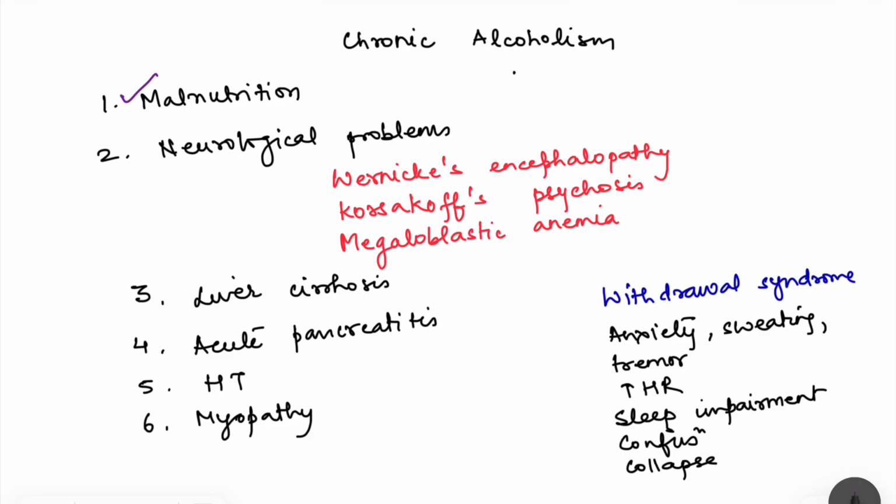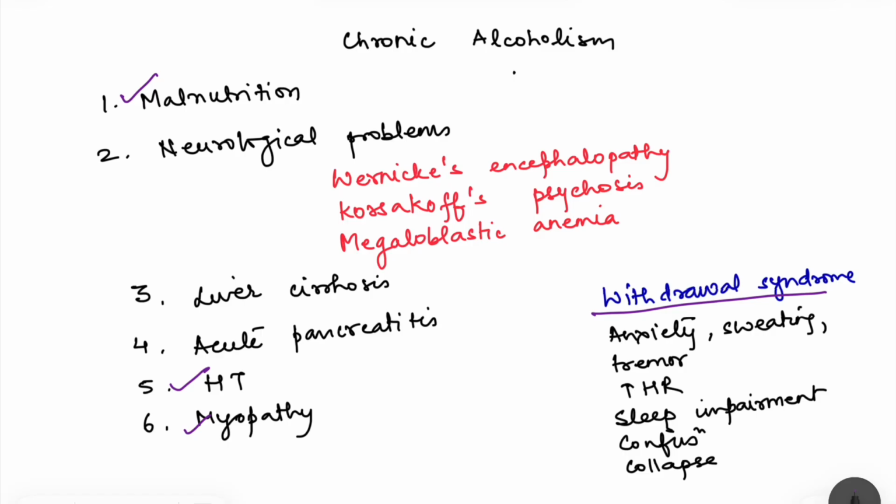Then liver cirrhosis, which will occur over a period of time. Acute pancreatitis if binge drinking is occurring. Then it can also increase blood pressure, lead to hypertension, and also muscle weakness, that is myopathy. And if such a person does not take alcohol, there will be withdrawal syndrome as well. So there will be anxiety, sweating, tremors, increase in heart rate, sleep impairment, confusion and collapse, and the person will be forced to consume alcohol.